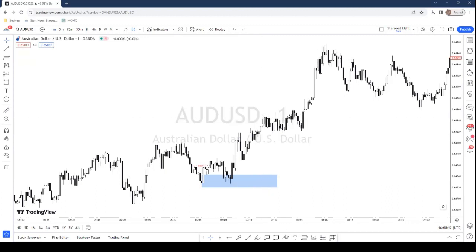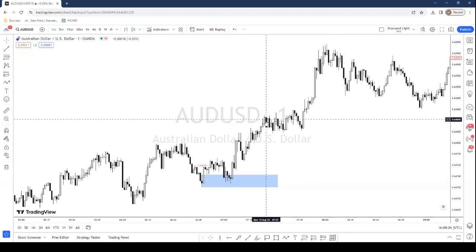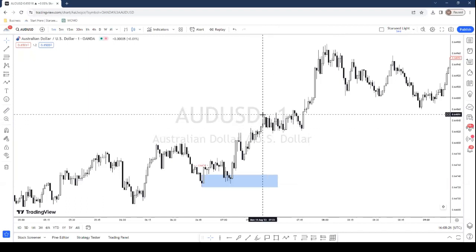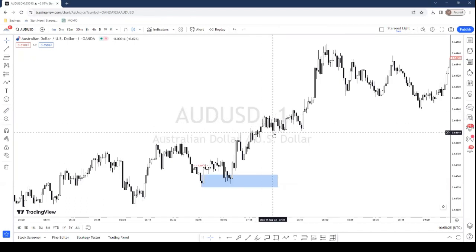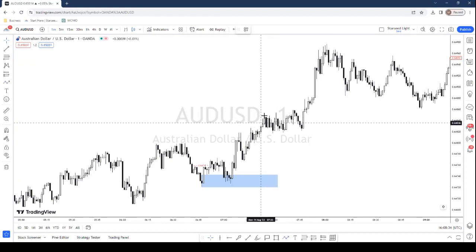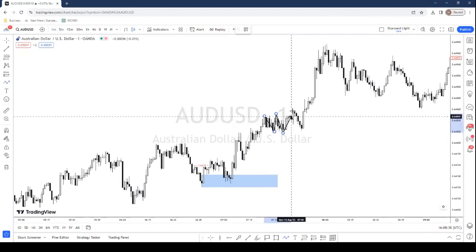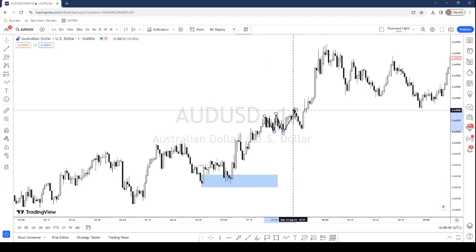So I will consider this my leg from here to here. No, you understand what I mean, right? My leg will not be from here to here. I will extend my leg from the top to the bottom over here until the high is broken. So that's my pullback. So it will be this and this.